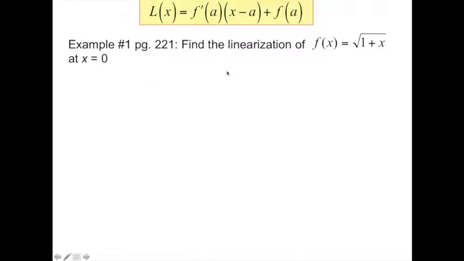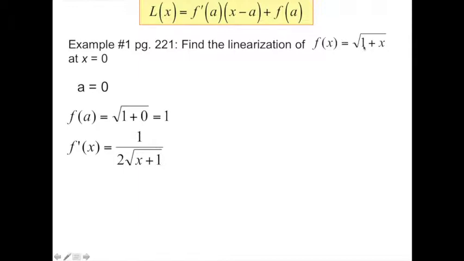So if we find the linearization for a function of 1 plus the square root of x at 0. So we know a is 0, and we know then the value of the function at a, or so at 0 is 1 plus 0, and take the square root of that, which is just 1. And then we have to take the derivative of this. So thinking about square root of 1 plus x, that's really 1 plus x to the half power. So we bring down the half and then times 1 plus x to the negative half. So this is already rearranged. And so our derivative at 0, plugging in 0 for x, is a half.